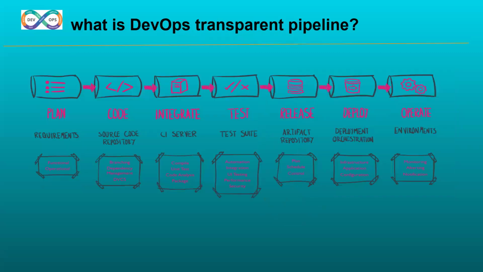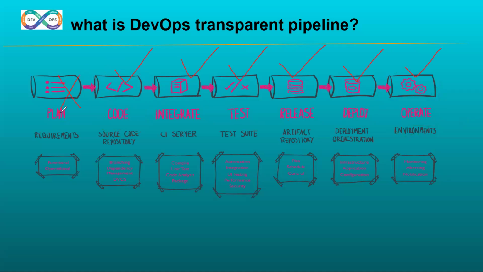The actual DevOps transparent pipeline looks like this. In this DevOps transparent pipeline, we have plan, coding, integration, testing, release, deploy, operations. In this pipeline, our roles and responsibilities start from the dev environment and end with what? Operations. That means we are part of coding, integration, testing, release, deploy, operations.